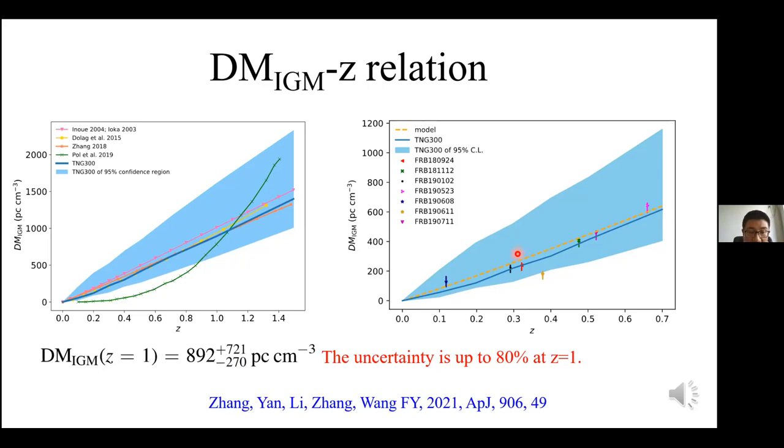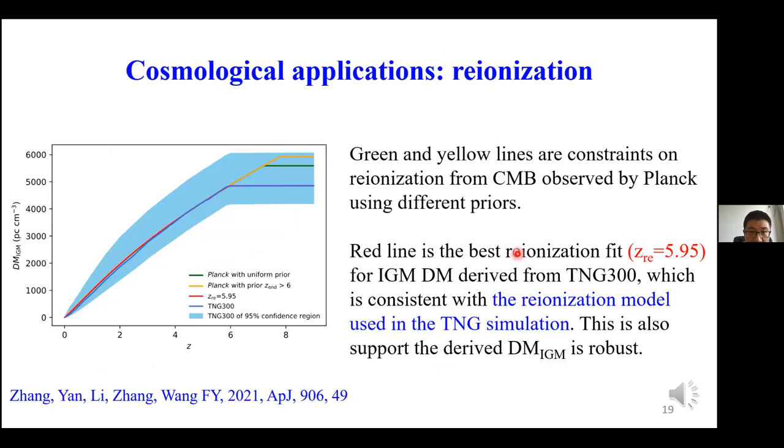At redshift one, considering the randomness of DM-IGM is very important. The first cosmological application is reionization. In this figure, the green and yellow lines are constraints on the reionization history from the cosmic microwave background observed by the Planck satellite using different priors. The red line is our best reionization fit, with the reionization redshift about 6 from the DM-IGM derived from the TNG 300, which is consistent with the reionization model used in the TNG simulation. This also supports that our derived DM-IGM is robust.